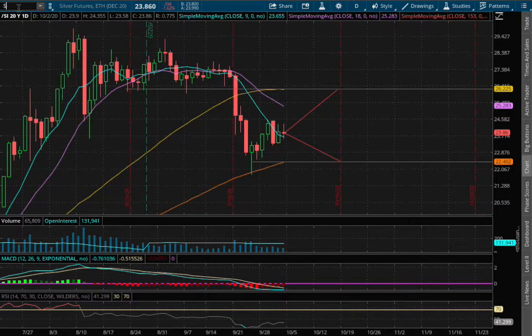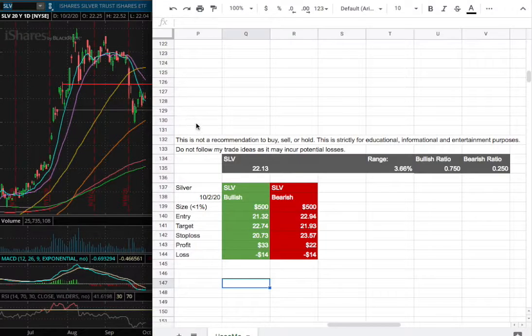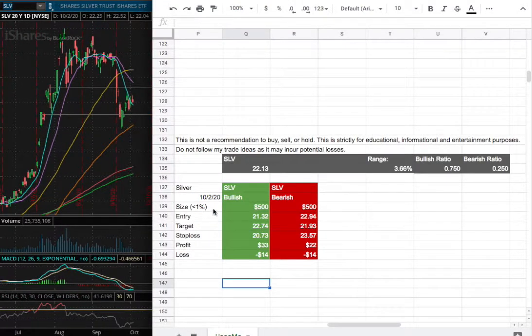So for the trade idea of the week, I'll be trading SLV, and my position size will be less than 1% of my portfolio. My entry will be at $21.32, which is this range right here that coincides with past resistance levels back in July 23rd. And since we're above resistance, that now acts as our support. And my sell target for it will be $22.74, and my stop loss will be $20.73.